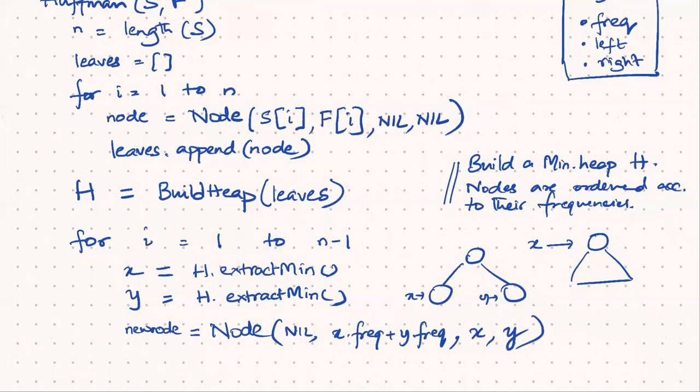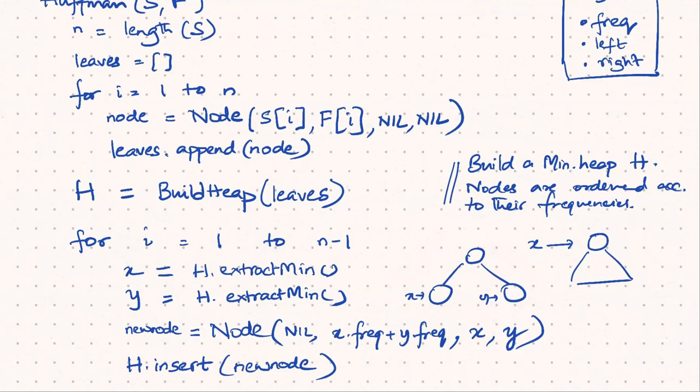Okay, are we done? Anything else to do? Well, we have to, of course, insert this new node that we have created back into the heap, right? So insert this new node back into the heap. So it will put it in the right sorted place. Okay. And that is it in the loop. So this keeps repeating n minus 1 times, right? You extract the 2 mins, you create a new node where you join the 2 previous minimums like this, and then you put it back into the heap and repeat.